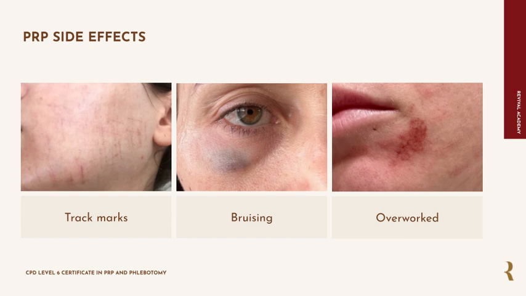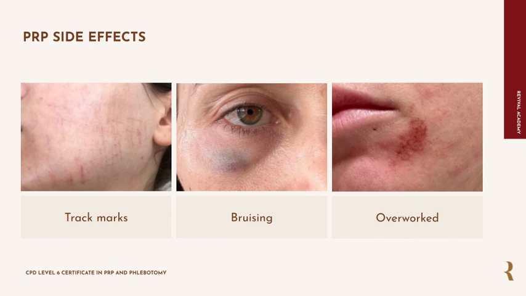Now PRP side effects and what you might see. So the first one is track marks. Track marks you can probably see most of the time if you have used the pen incorrectly. So instead of doing circular movements or stamping movements, you have actually dragged the pen across. That's when you can leave track marks with the little micro needles from the Dermapen.